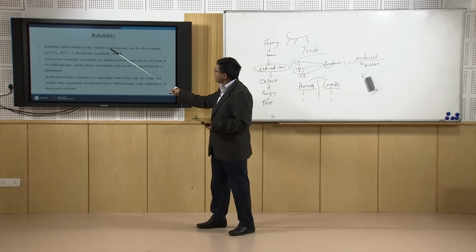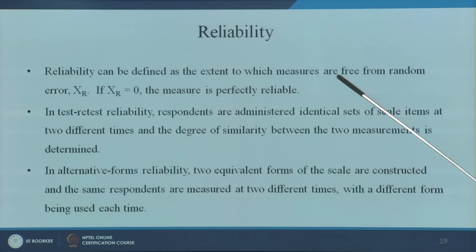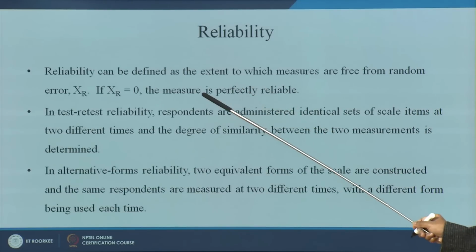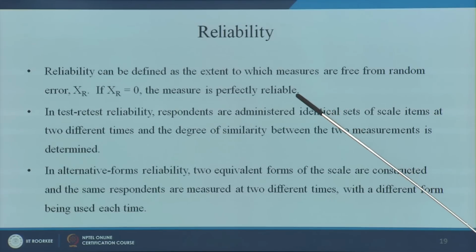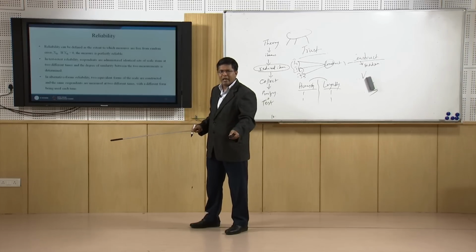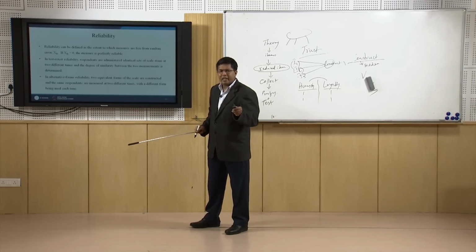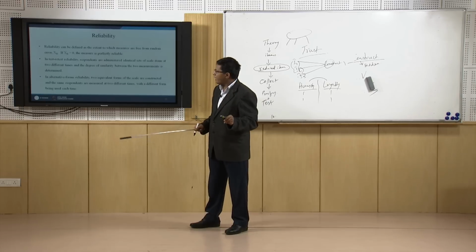Reliability is the extent to which measures are free from random error. If the measure is perfectly reliable, there should not be any random error. For example, on the machine that you are standing on and measuring your weight, there should not be any random error; it should be giving the same kind of error. If there is a systematic error, we can still handle it.